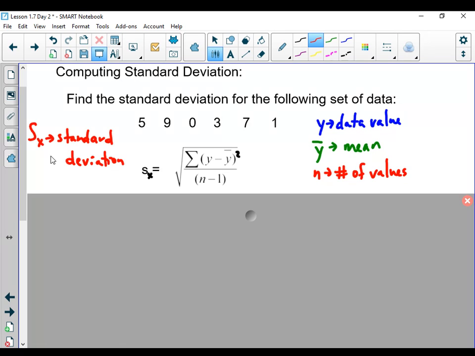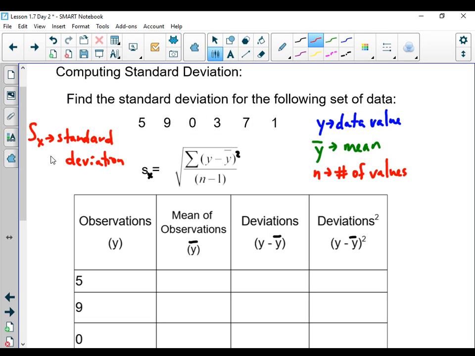So even though the formula looks really messy, the data value will be given to me. We know how to find the mean, and it's easy to count how many values I have. And then it's just a matter of putting that into the formula. But again, I think it's easier if we kind of break it down. So the way I usually like to attack it is I create this table.